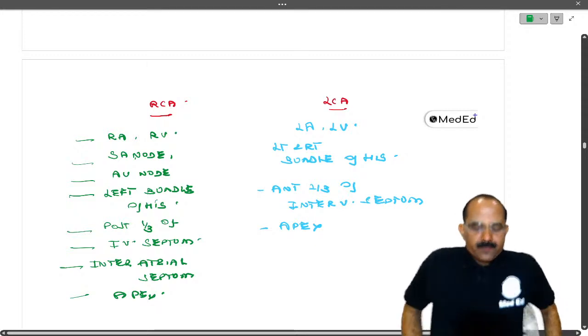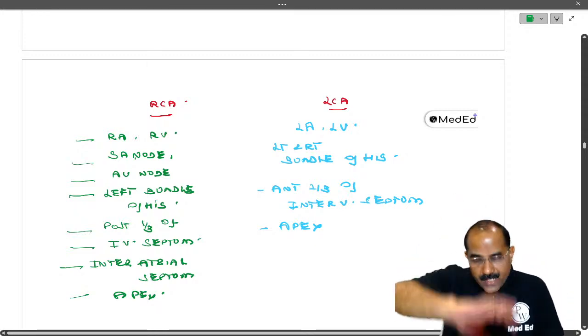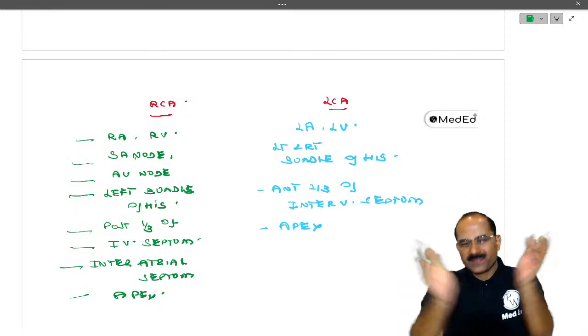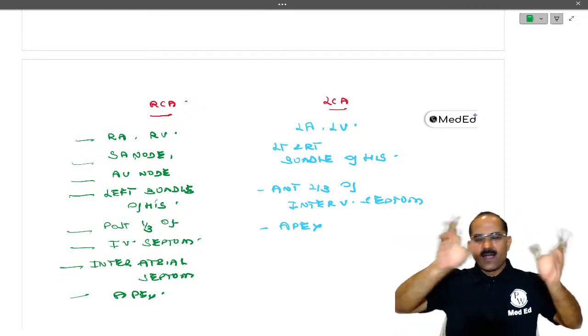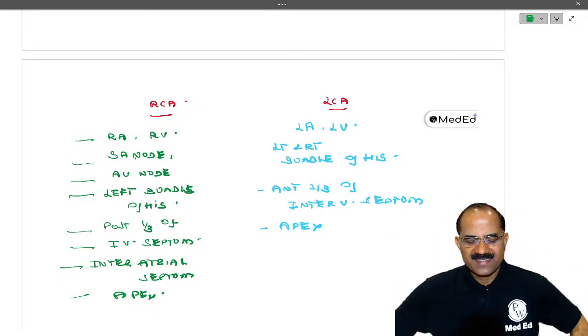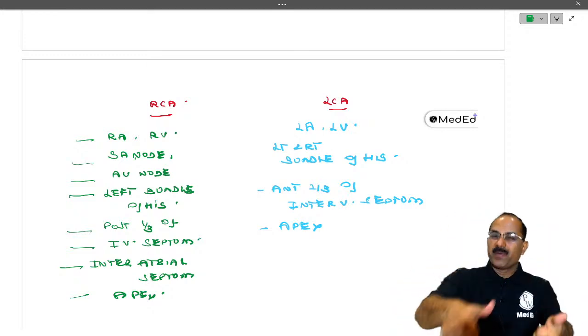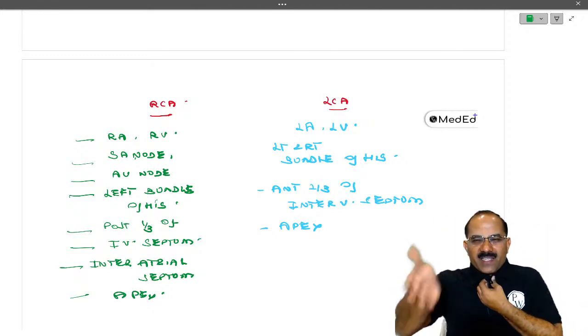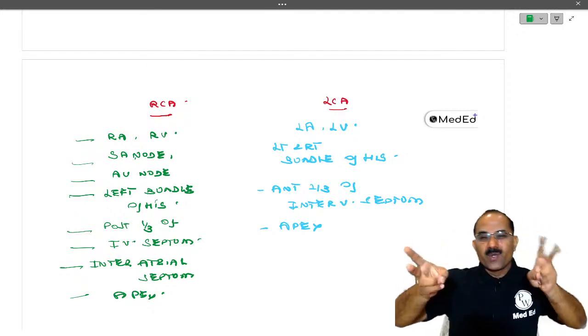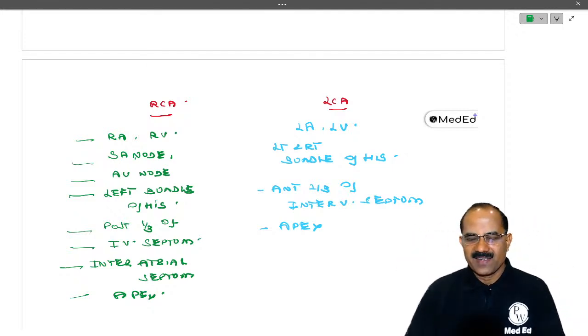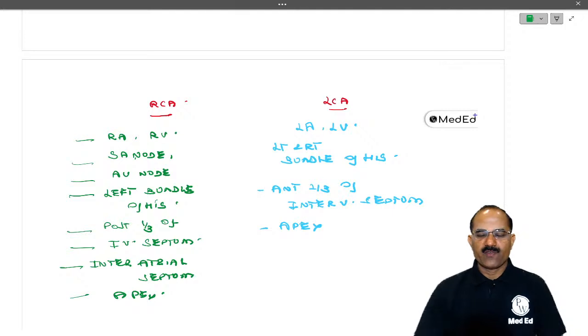Apex of the heart. So, bachcho, apex of the heart is supplied by what? If that's an MCQ, what is your answer? Apex of the heart is supplied by right coronary also. It is supplied by the left coronary also. So apex of the heart is supplied by both the coronaries. Yaad rakhna. It is supplied by both right and left coronaries.